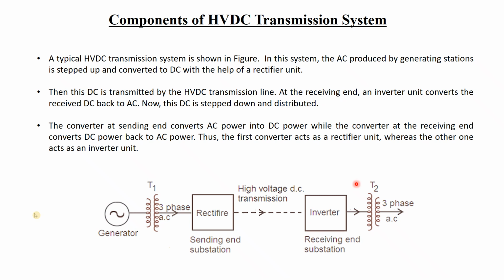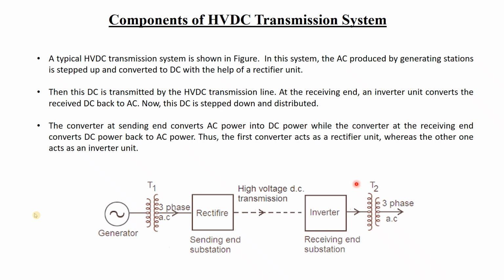Okay, so in this particular system, the AC produced by the generating stations is stepped up and converted to DC with the help of a rectifier unit. Then this DC is transmitted by the HVDC transmission line. At the receiving end, the inverter unit converts the received DC back to AC. Now this AC is stepped down and distributed.